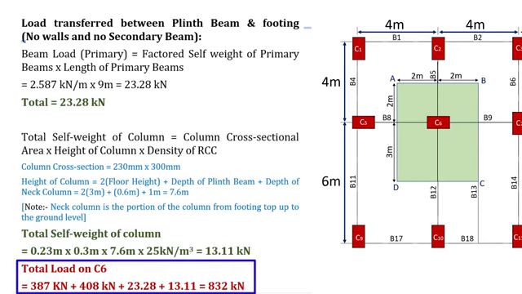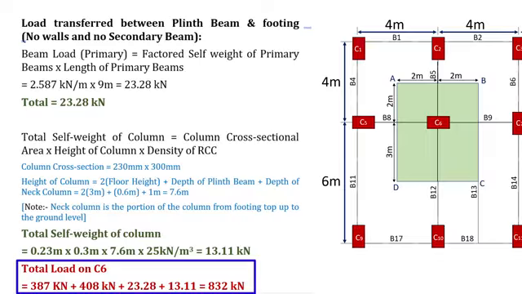Finally, total load on column 6 will be equal to load transferred from roof to first floor plus load transferred from first floor to plinth plus load transferred between plinth beam and footing plus total self-weight of column. On substituting these values, total load on column 6 will be equal to 832 kN.